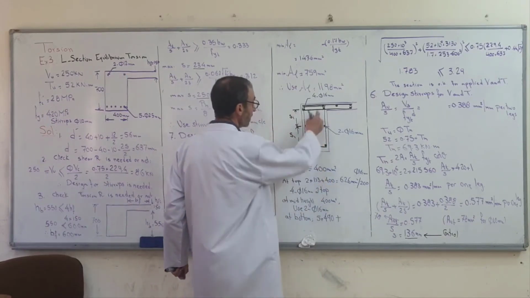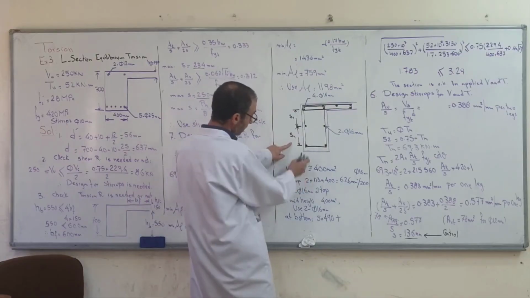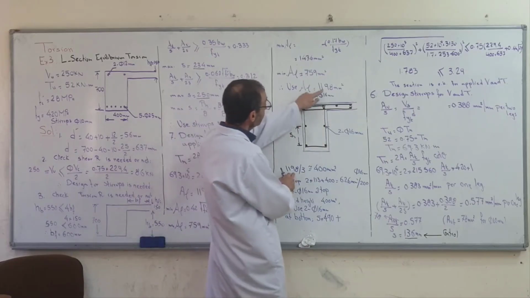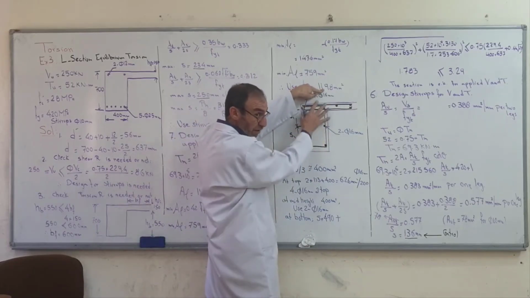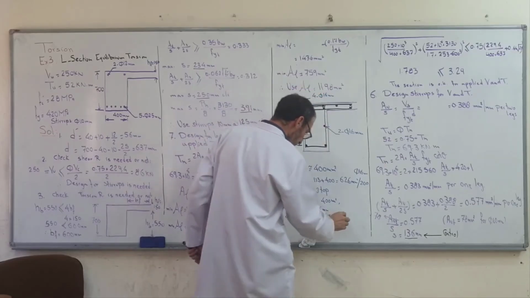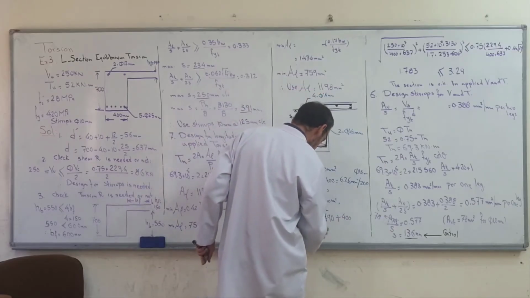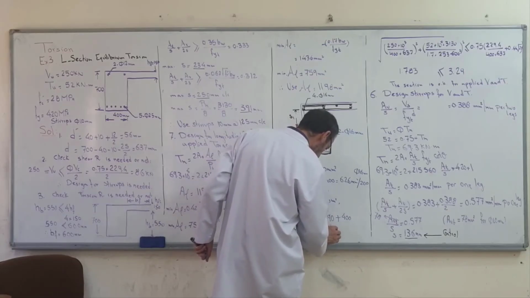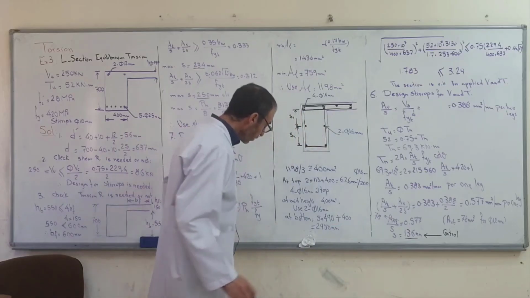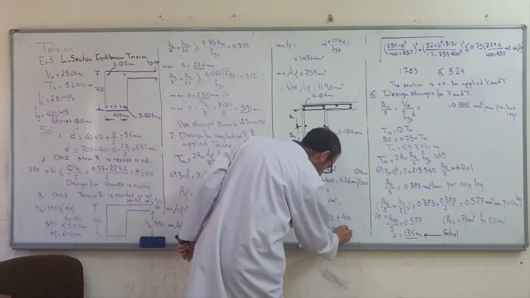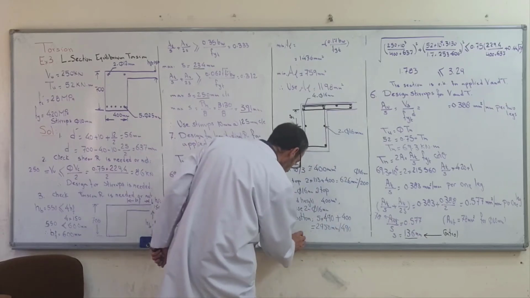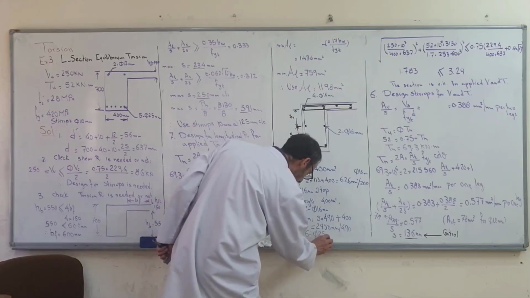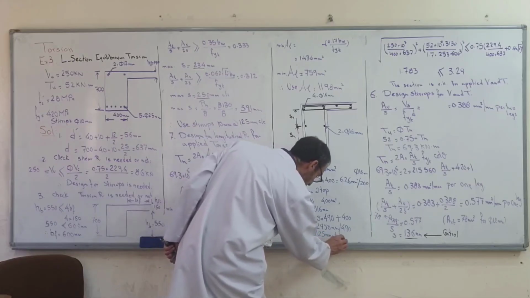Plus 400, divided in 2 layers, distributed along the section of the members. Longitudinal force must be distributed along the section of the members. Plus 400 gives 2950 millimeter square, divided by 400, we use 6 phi 25 millimeter at bottom.